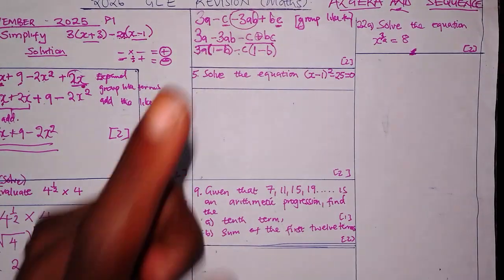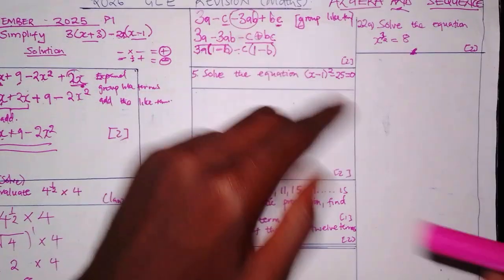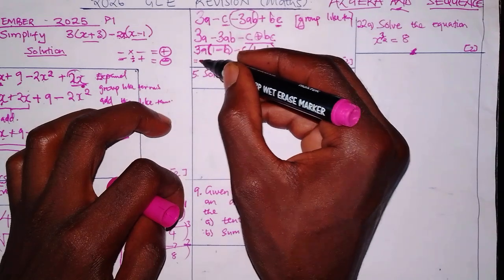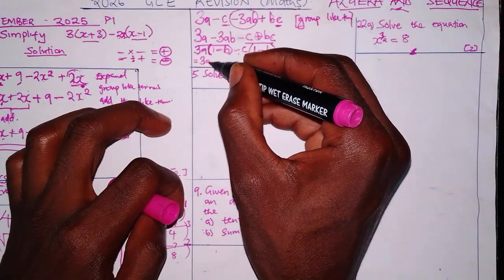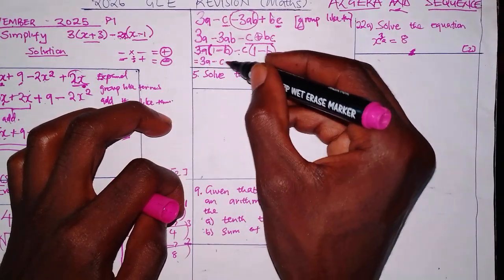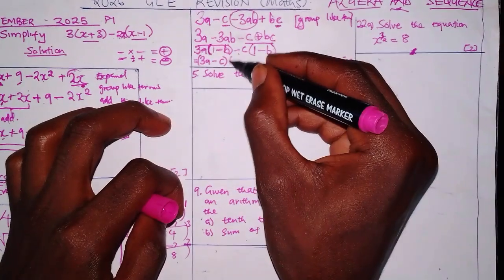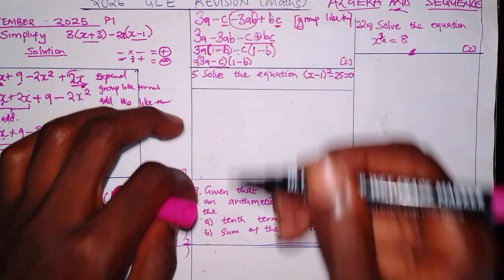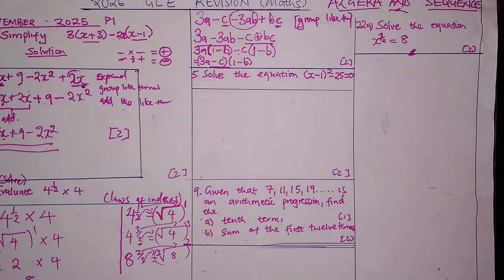Now you just pick whatever is in the bracket and whatever is outside the bracket. So your final answer will be 3a minus c, then 1 minus b, which means you have gotten another 2 marks. So right now you have gotten how many marks? 6 marks, which are very, very easy to get in what?